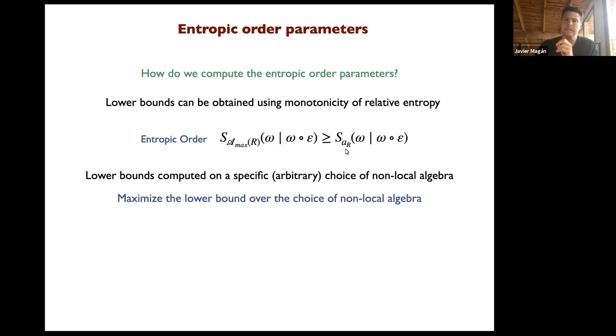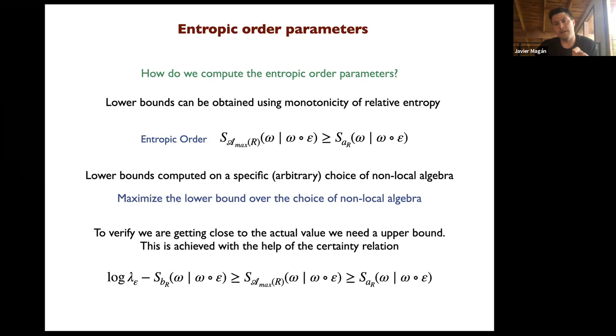And since this is a lower bound, in order to get the best lower bound, we need to maximize over the choice of non-local algebra. So this is the first step. Of course, even if we achieve this maximization, it doesn't ensure that we are approaching the real value. So for that, we need an upper bound. And the upper bound is provided by using the certainty relation and computing the entropic disorder parameter again in an optimal choice of non-local algebra.